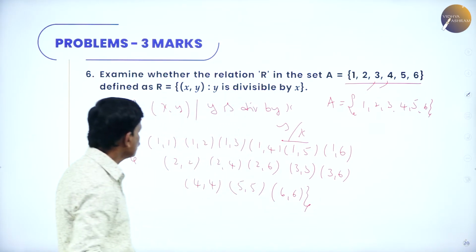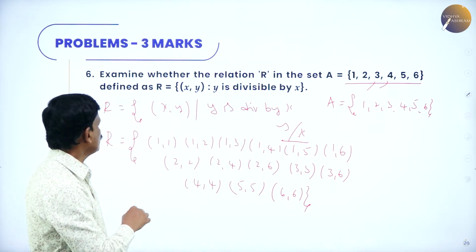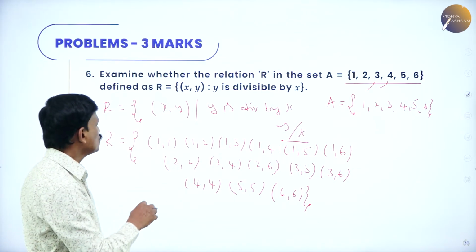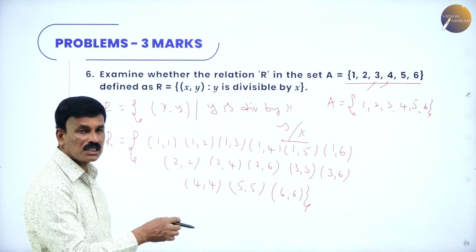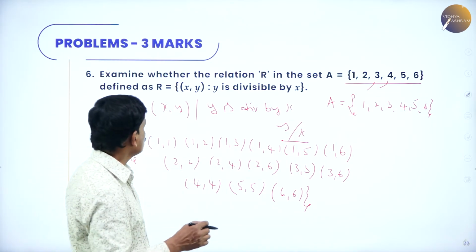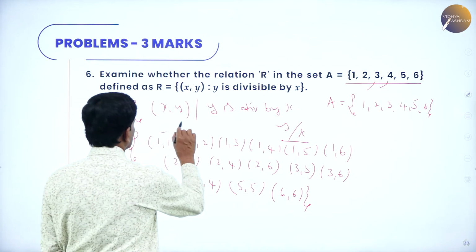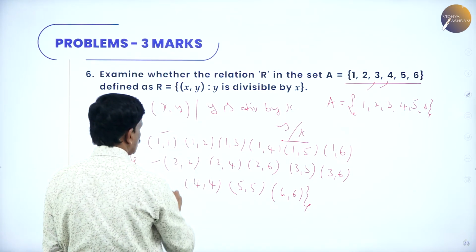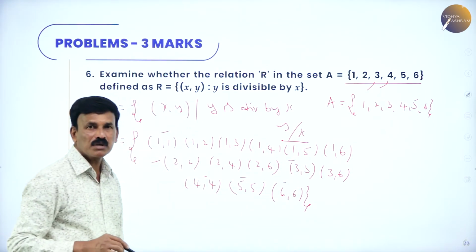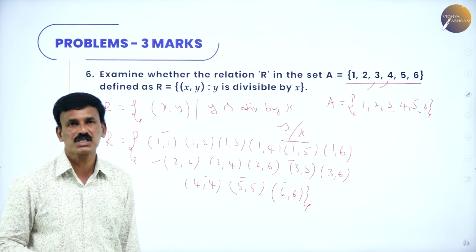So the elements of the set are 1 comma 1, 1 comma 2, 1 comma 3, 1 comma 4, 1 comma 5, 1 comma 6, 2 comma 2, 2 comma 4, 2 comma 6, 3 comma 3, 3 comma 6, 4 comma 4, 5 comma 5, 6 comma 6. Now just by looking at this, we can say that 1 comma 1, 2 comma 2, 3 comma 3, 4 comma 4, 5 comma 5, 6 comma 6 belong to R. Therefore R is reflexive.